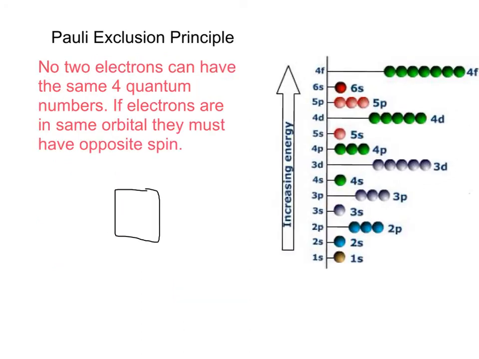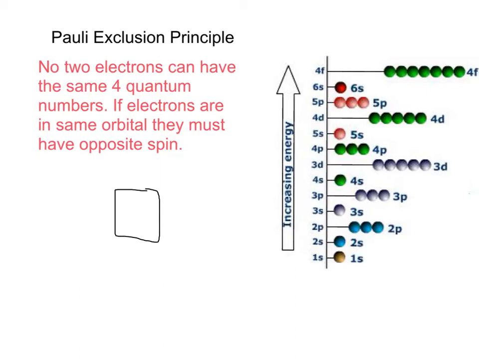So the last one is the Pauli exclusion principle, and we've already covered this one before, but we're just going to rehash it again and put it down in words for you. It states that no 2 electrons can have the same 4 quantum numbers. If electrons are in the same orbital, they must have opposite spins. If you remember the different postal addresses, or the 4 different quantum numbers, every element had its own set of 4 quantum numbers. This is exactly what the Pauli exclusion principle is telling us.